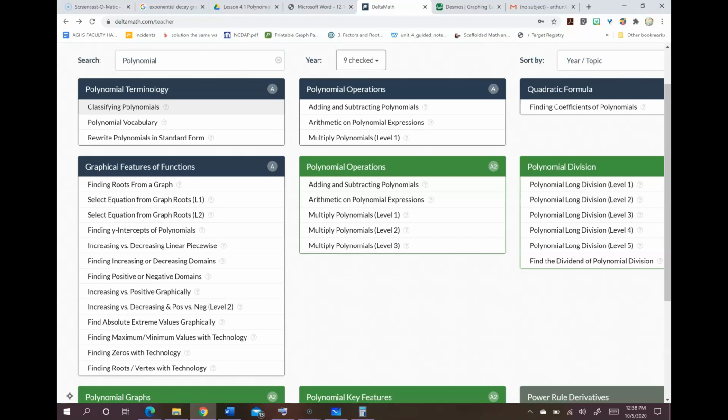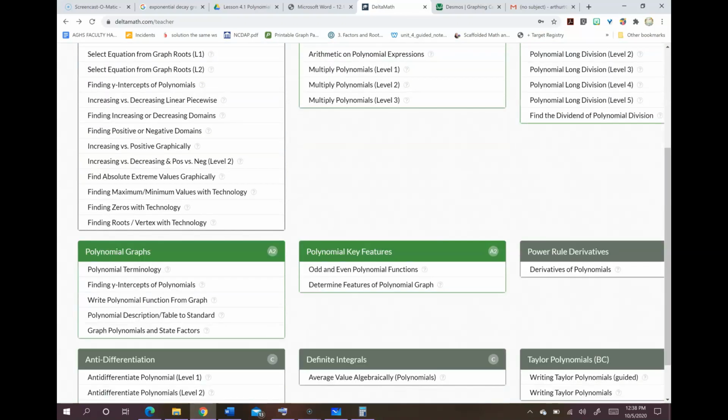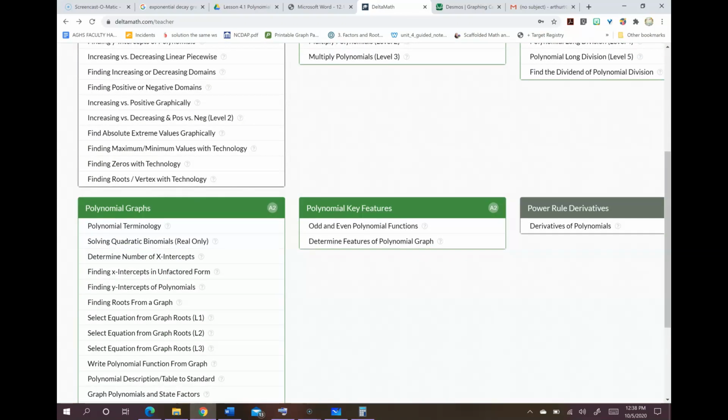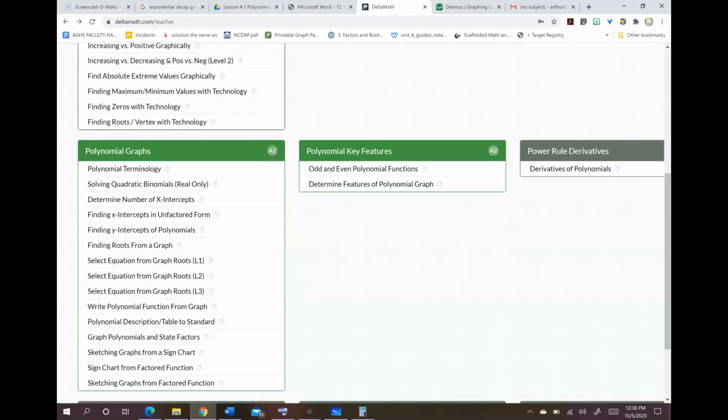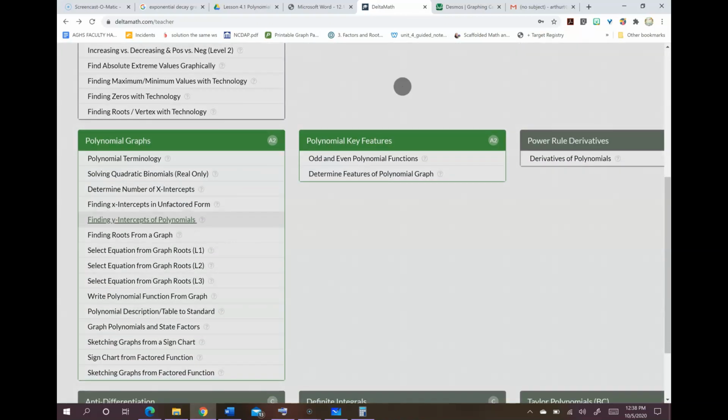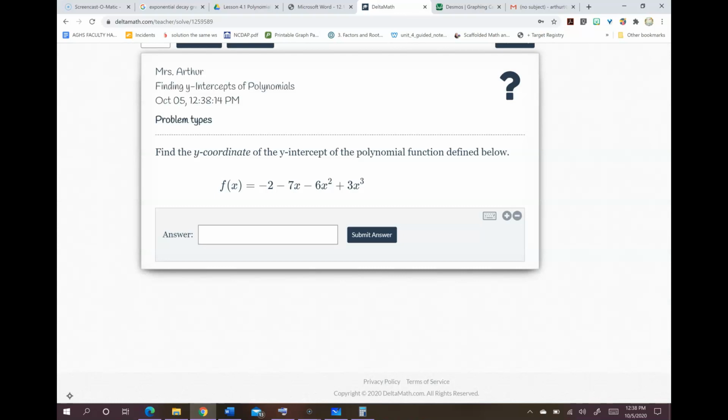Where's that one at? I think it's down here. Here we go. There it is. Finding the y-intercepts. So it's actually what we just did.